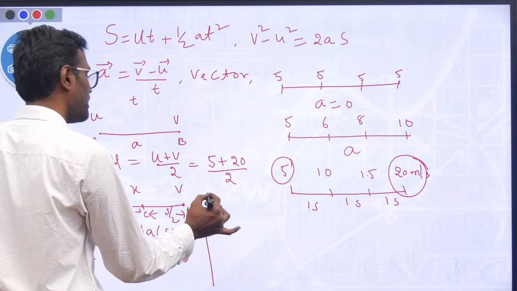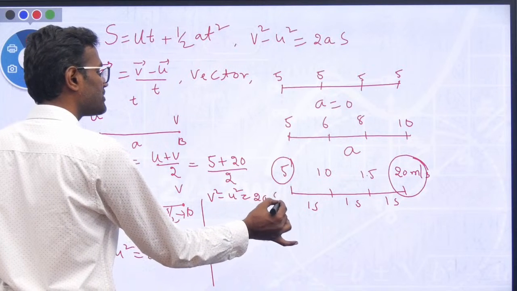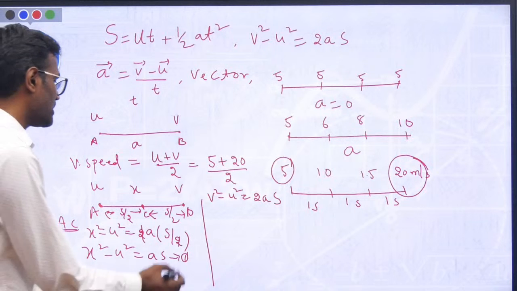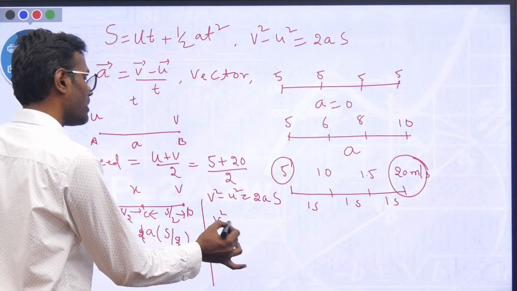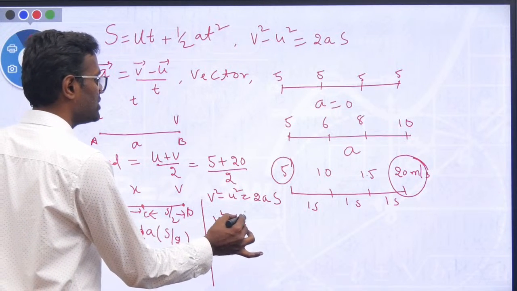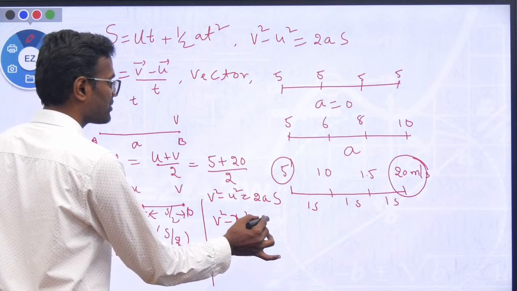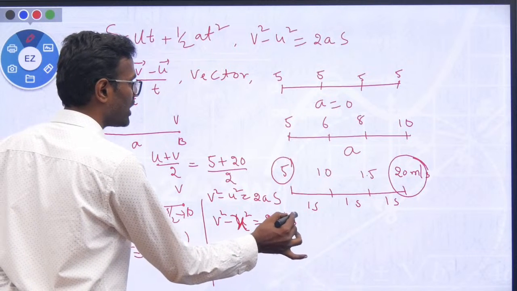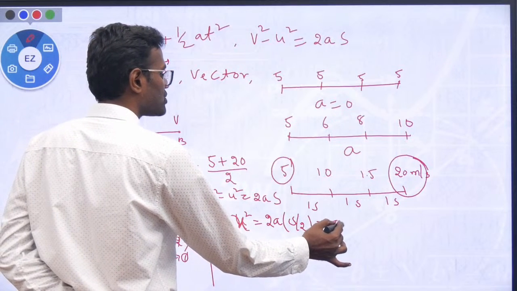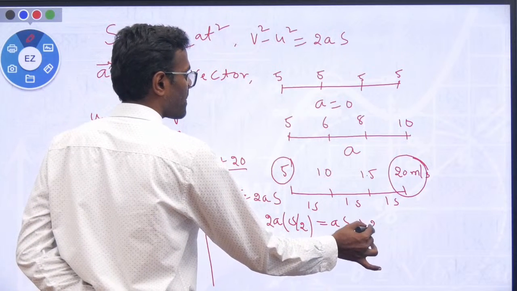For here also use the same formula, because the time is not known. When time is not known, use this formula: v square minus u square is equals to 2as. What is v? V only. What is u this time? This is the starting speed, initial velocity. So initial velocity is x this time. V square minus x square is equals to 2a into half of the distance, s by 2. The 2 cancels, so it will be equals to as. So v square minus x square is equals to as.